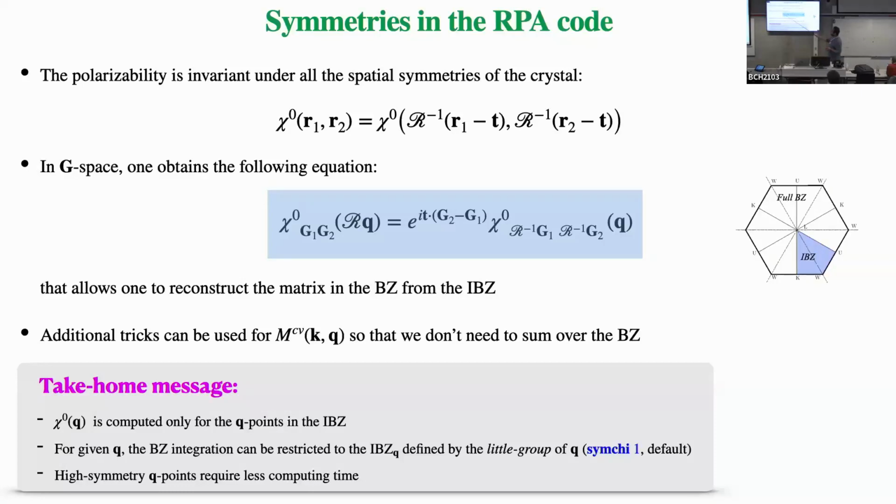So we don't need to compute the polarizability for all the q points. We just consider the q points in the IBZ, and then we use these symmetry properties to reconstruct everything in the full Brillouin zone when needed.